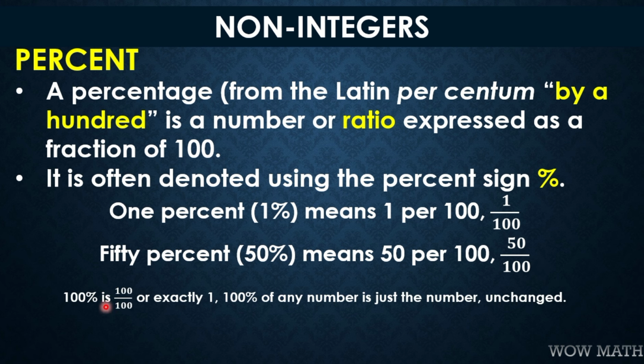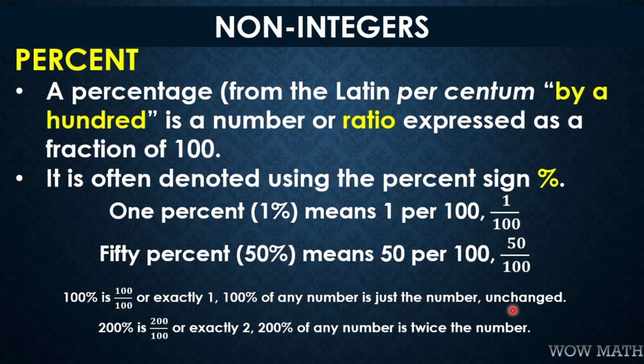Now, 100% is 100 over 100, or exactly 1, because 100 divided by 100 is equal to 1. Now, 100% of any number is just the number, meaning unchanged, hindi na magbabago. So kapag tinanong, what is 100% of 5? That is still 5. 100% of 2, that is still 2. So unchanged, okay? And then 200% is 200 over 100. If we divide this, that is exactly 2. So 200% is actually twice the number. So if you were asked, what is 200% of 50? You're going to multiply it by 2, that will become 100. Alright? So 200% of 2, that is 4.